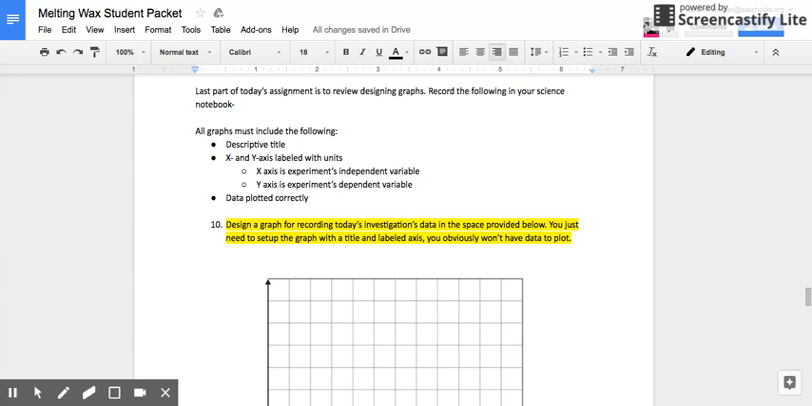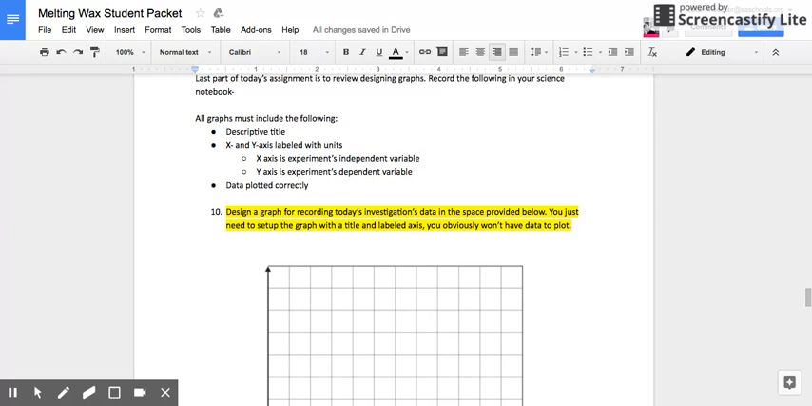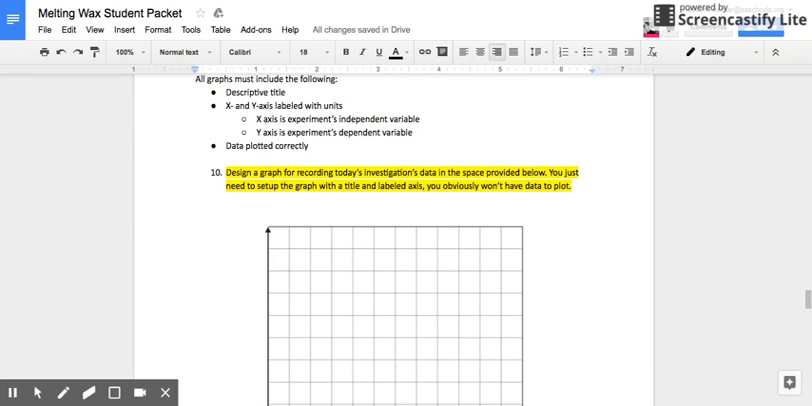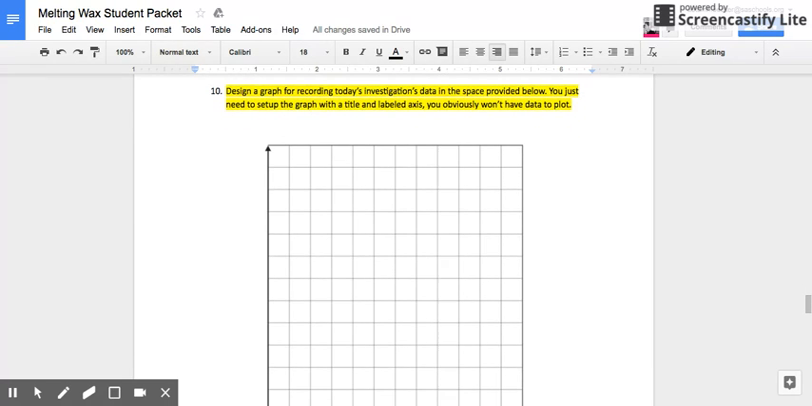So if you're measuring time, again, make sure that it has units. If you're measuring temperature, make sure it has a unit. In regards to which is your X and which is your Y axis, you need to go back to your independent and dependent variables and make sure that your independent variable is on the X axis and your dependent variable is on the Y axis. Also, if there is data given, you need to make sure that your data is plotted correctly. For today's experiment, obviously we haven't collected data, so you won't have data to plot.